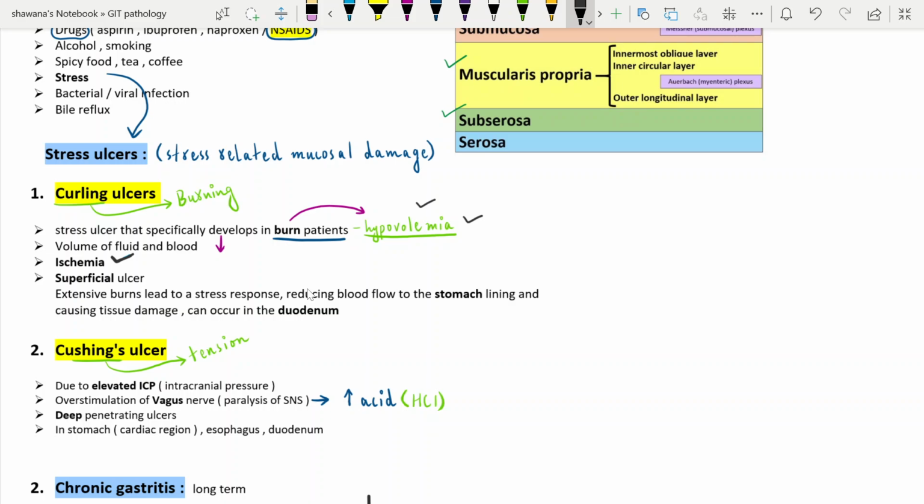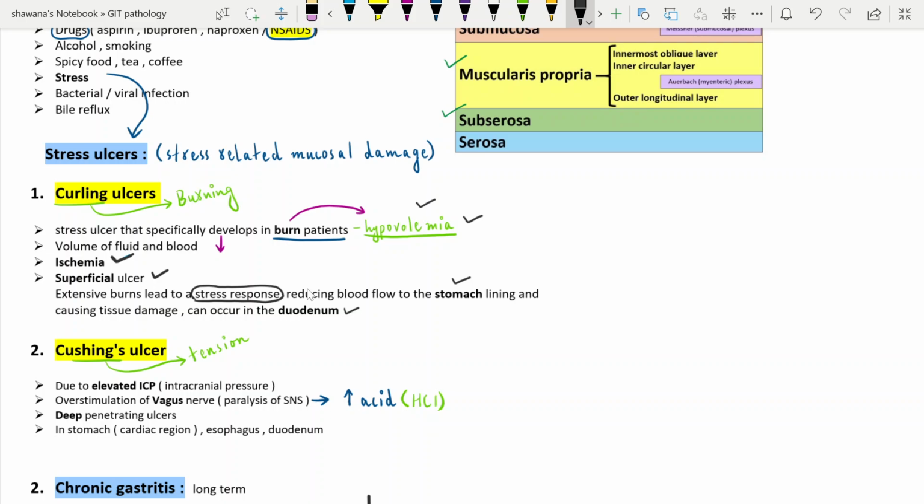And these Curling ulcers are superficial ulcers, right? They are occurring in the superficial part of the stomach wall. And as I have told you, these burns lead to a stress response that reduces the blood flow to the stomach lining and can cause tissue damage, and it can also occur in the duodenum.